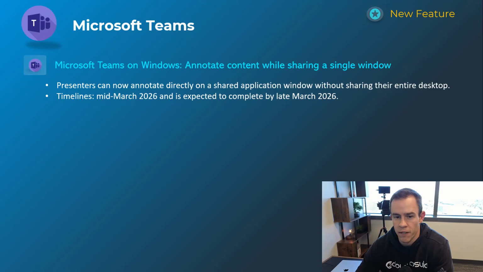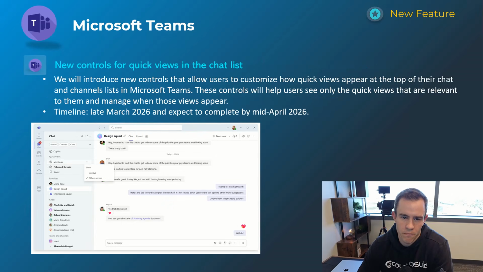Next one here is Microsoft Teams on Windows, the ability to annotate content while sharing a single window. Previously, this was only available if you were sharing your entire desktop. Annotations, by the way, is where you can draw or mark up like with a marker on your screen while you're screen sharing to give more direction and direct the user more as to what you're talking about. This will happen mid-March and be complete by late March.